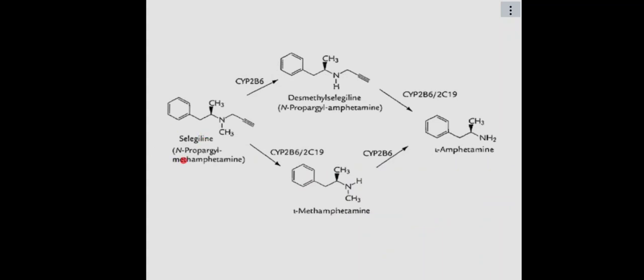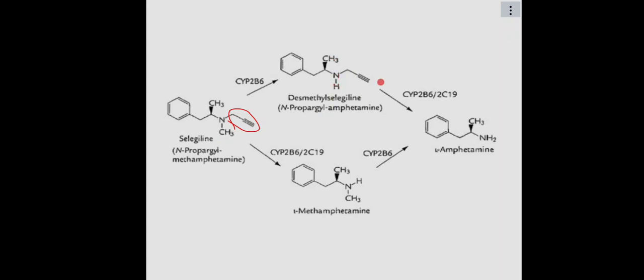If you look at that, it's selegiline or N-propargyl. This is a group that we are calling propargyl, N-propargyl methamphetamine. You can see this is actually methamphetamine, and it can be metabolized through mixed function oxidases, especially cytochrome 2B6, to desmethylselegiline. All that has happened is oxidative N-demethylation, catalyzed by mixed function oxidases, the methyl group is lost, and you get N-propargyl amphetamine. You can see this is amphetamine now.